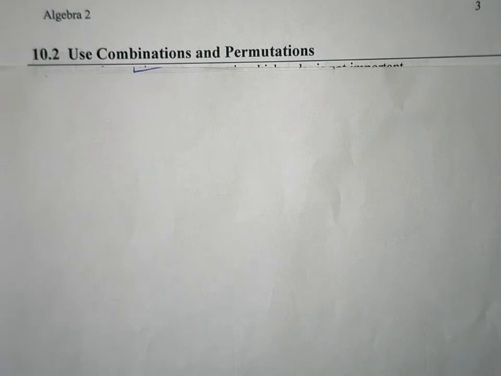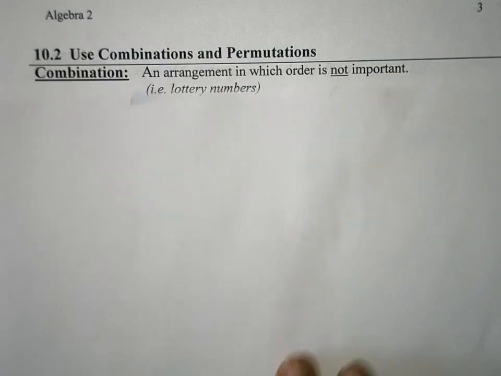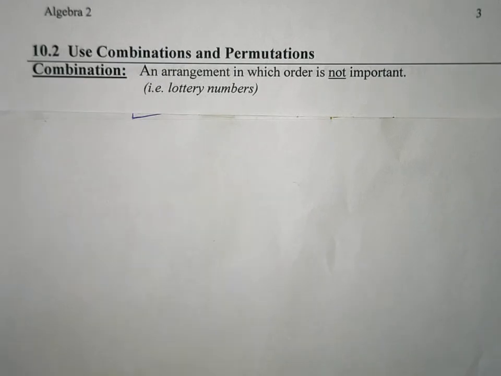So for 10.2, let's look at a new thing that we're going to be talking about, which is a combination. A combination is an arrangement in which order is not important. For example, lottery numbers. If you pick lottery numbers, it doesn't matter what order you pick the numbers in, it just matters that you have that order.